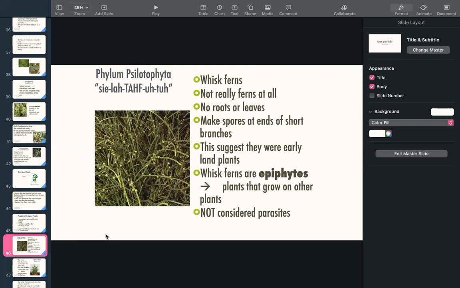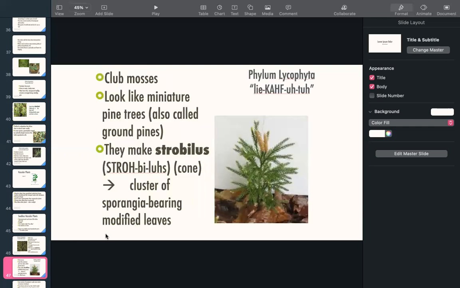I don't know what an analogy would be, but they just grow on other plants. Now, the next one is called Lycophyta. The common name for this group is the club moss. They look like miniature pine trees. So another name for them is ground pine.